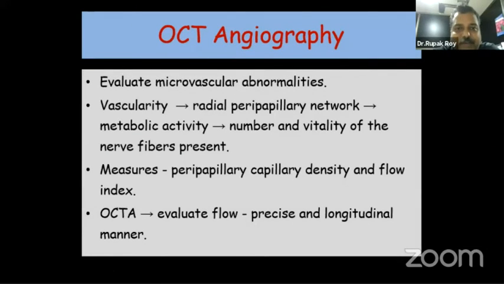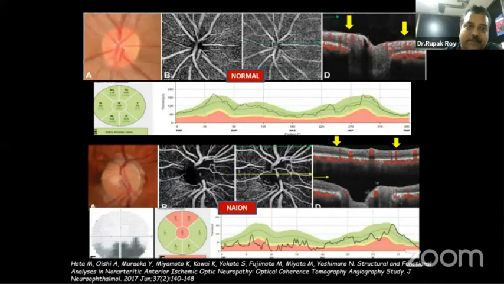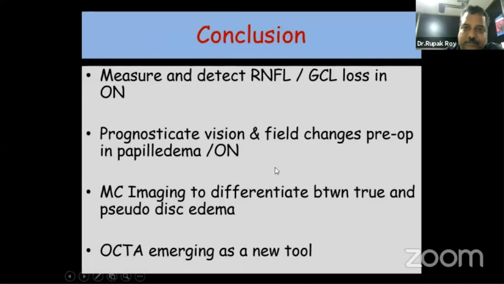OCT angiography evaluates microvascular abnormalities, vascularity of the radial peripapillary network, metabolic activity, and the number and vitality of the nerve fibers present. It measures peripapillary capillary density and flow index. OCTA evaluates flow in a precise and longitudinal manner. So this is a patient with disc edema, where you can see there is a flow void around the optic disc region. This is a case of NAION. This kind of flow void in the peripapillary region is common in cases of NAION.